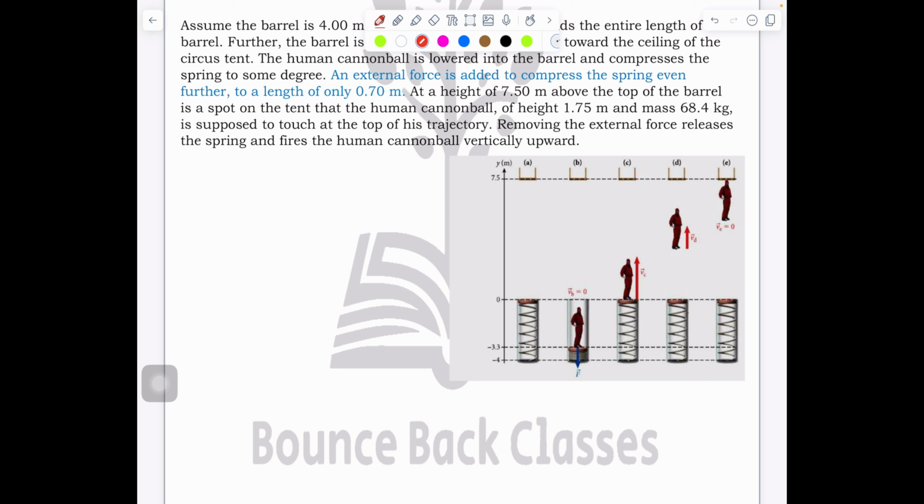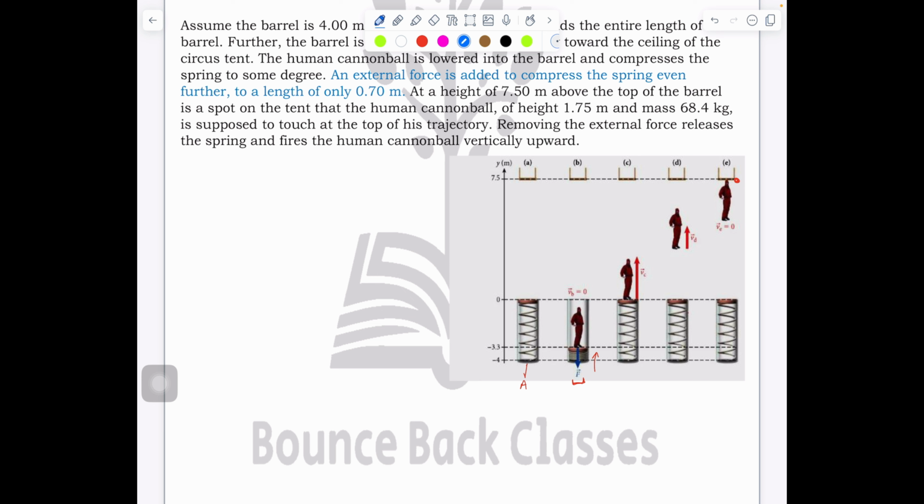As per the human cannonball, let's say we are using a spring. This is your case A. We are using a spring, and a person is standing on the spring. Once we release the spring, the person will go up and touch a certain height. So we need to focus on all these parts.